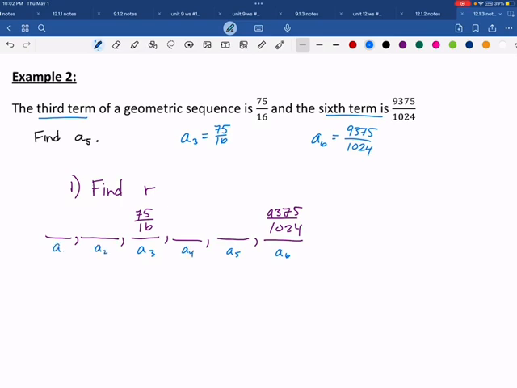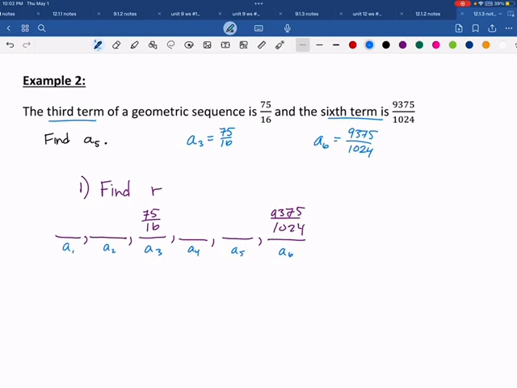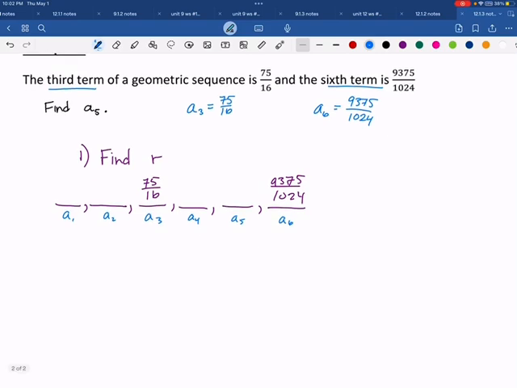And I don't know A1, and that's also something I would want to know for my formula. Now, let's think about how we can find r. So, again, different ways you can do this. But what I know is that A6 is 3 terms away from A3. And then I know that the way that I get to A6 is by multiplying by this unknown common ratio.